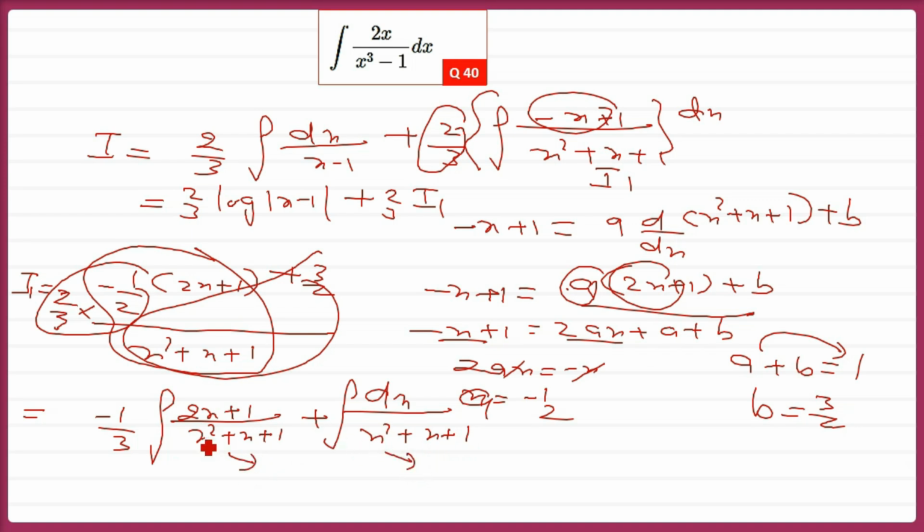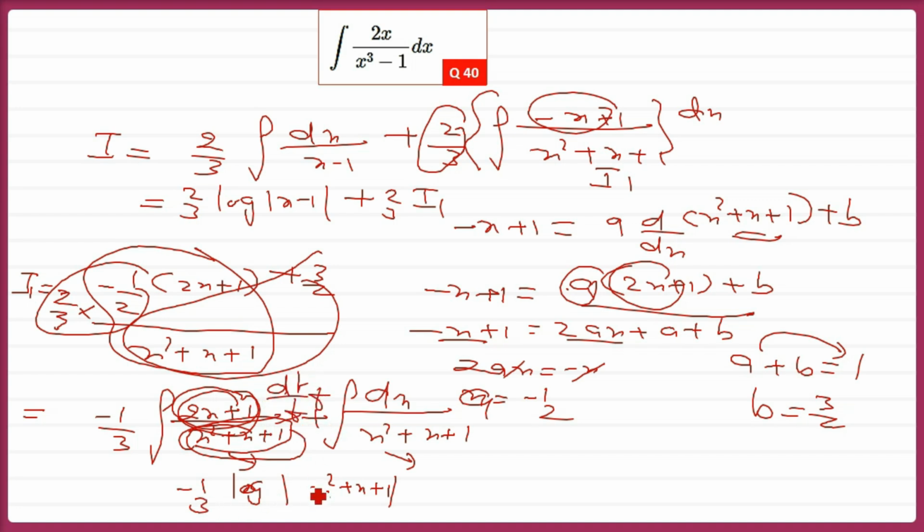Now these two will be done in a way which you already know. If you take x square plus x plus 1 as t, (2x plus 1) dx will be dt. It will be negative 1/3 log modulus of x square plus x plus 1. You already know that. Again, x square plus x plus 1, if you place it as t, the differentiation, which is 2x plus 1, has already been computed just now. So it will be dt by t, and that will simply be log.